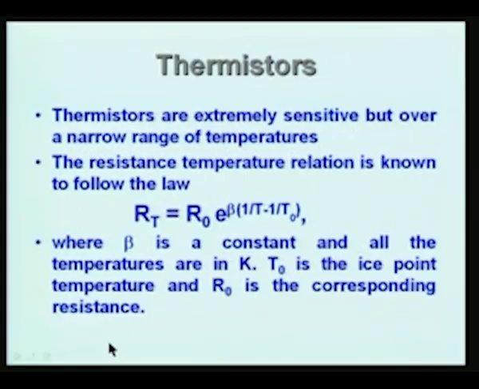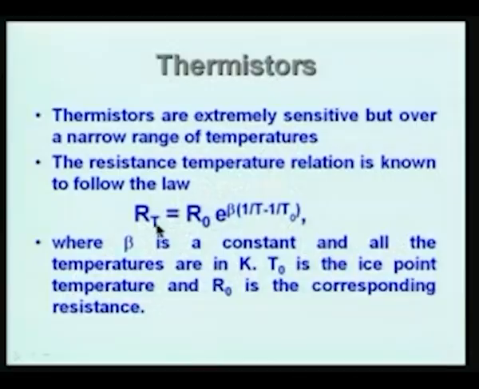Let us look at the behavior of thermistors. These are extremely sensitive, as we just now indicated, but over a narrow range of temperature. The resistance temperature relation follows the relationship given here. RT is the resistance at any temperature T. I have deliberately used capital T here because in these equations the temperature must be used in absolute temperature scale, not degree Celsius, but absolute degrees must be used.